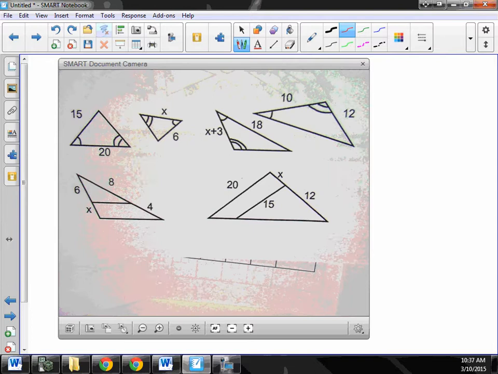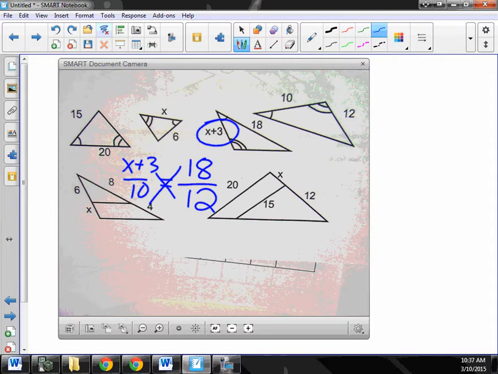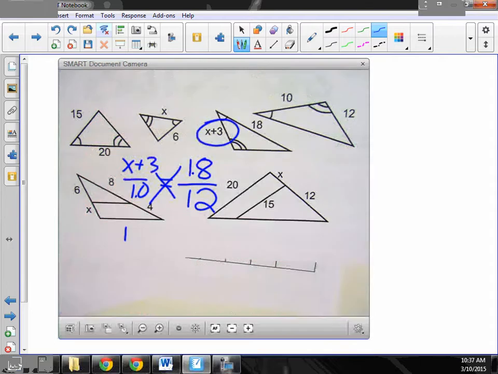Okay. The next one's a little bit harder. X plus 3 matches up with what side? 10. So x plus 3 over 10 is the same thing as 18/12. Cross multiply. 10 times 180, or sorry, 10 times 18 is 180.